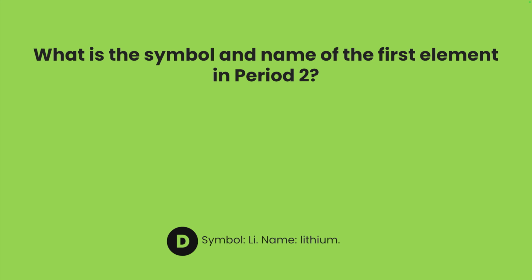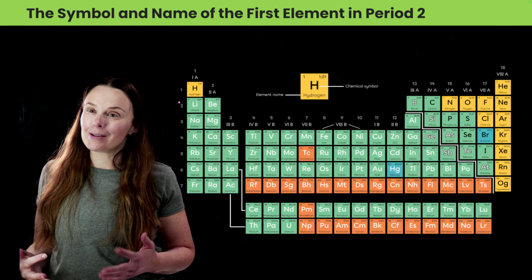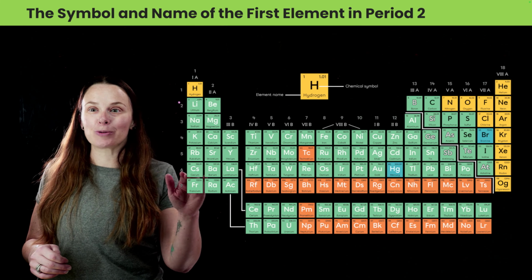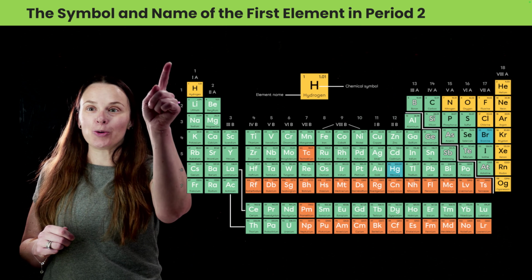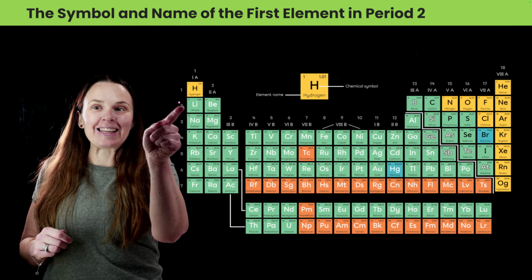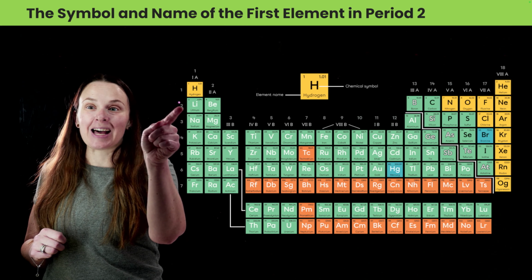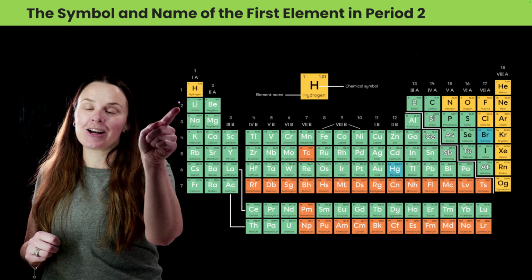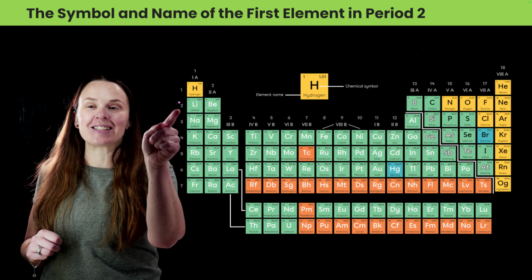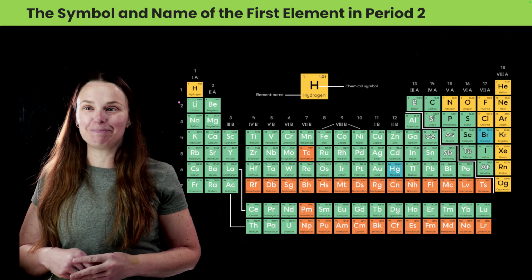The answer is D. Its symbol is Li and its name is lithium. Remember, the periods in our periodic table are the rows. So if I look at period 2, I look at the second row, and lithium is right here. Its chemical symbol is Li. Remember, an uppercase letter and then a lowercase letter, and then its name is underneath, lithium.